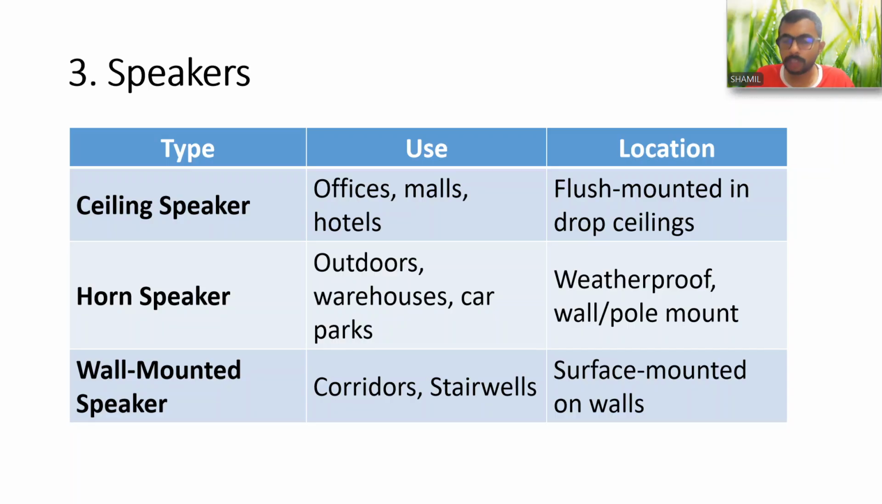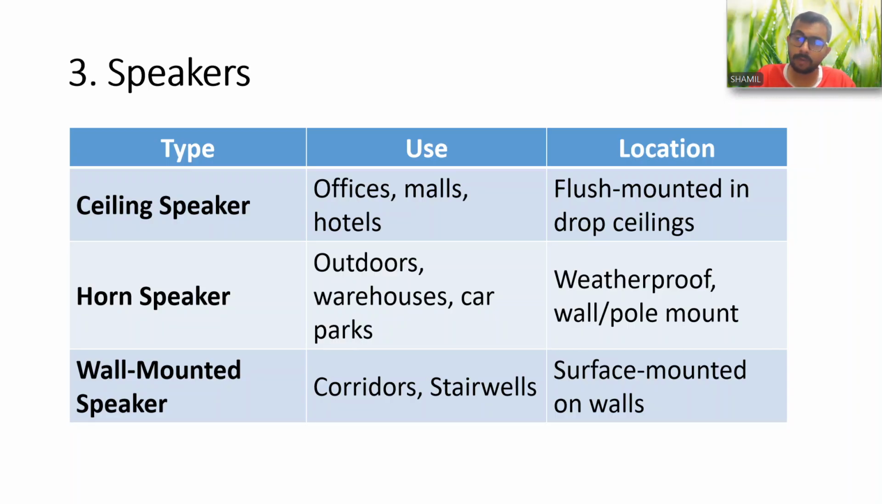Then we have the horn speakers. The horn speakers are horn shaped speakers. They are found in industrial areas, especially outdoor areas, warehouses and car parks. These kinds of speakers are weatherproof, and they are wall mounted or pole mounted. They are installed on a wall or on a pole. A pole is a long post where the speakers will be installed on or near the tip of it.